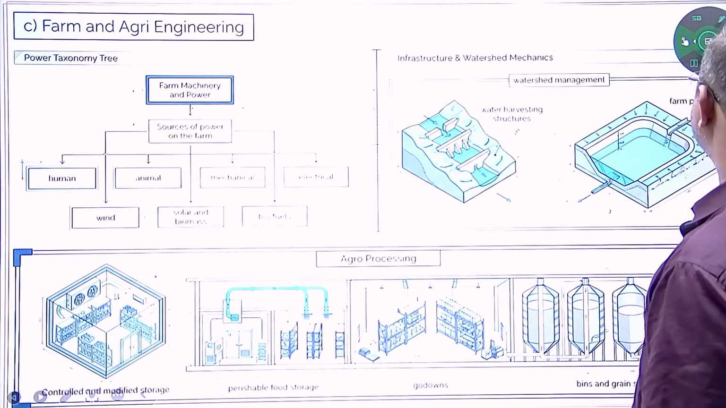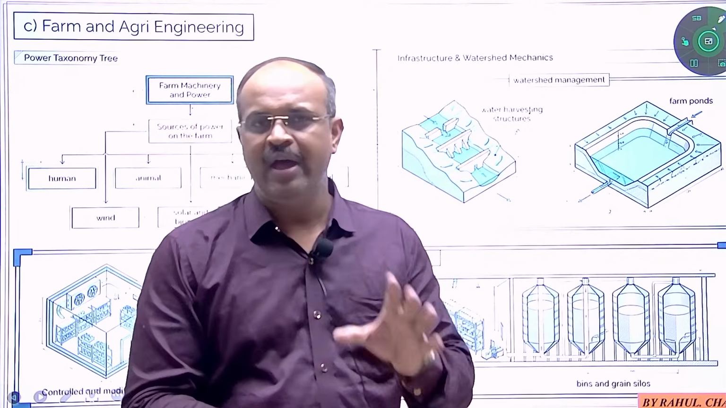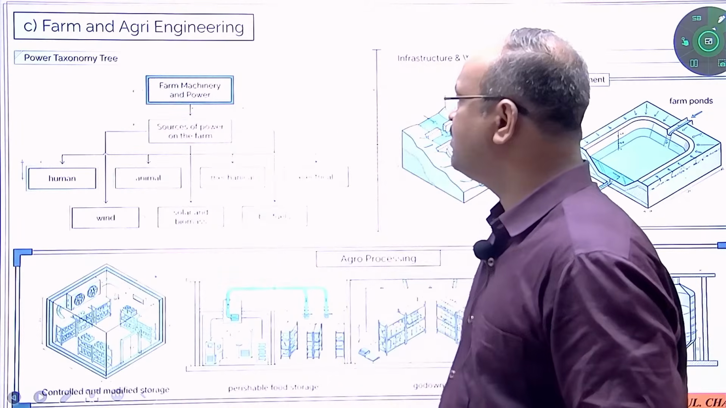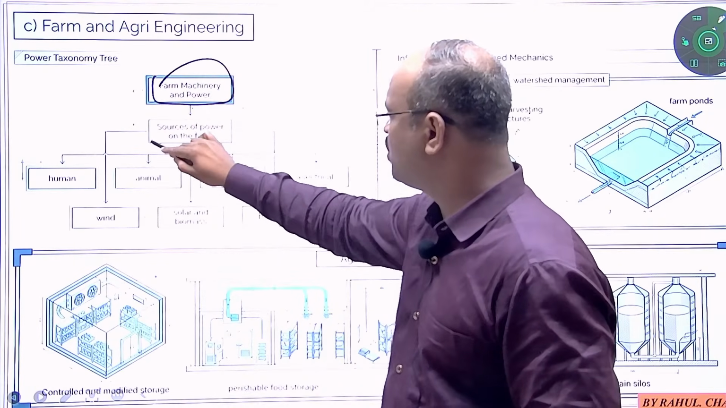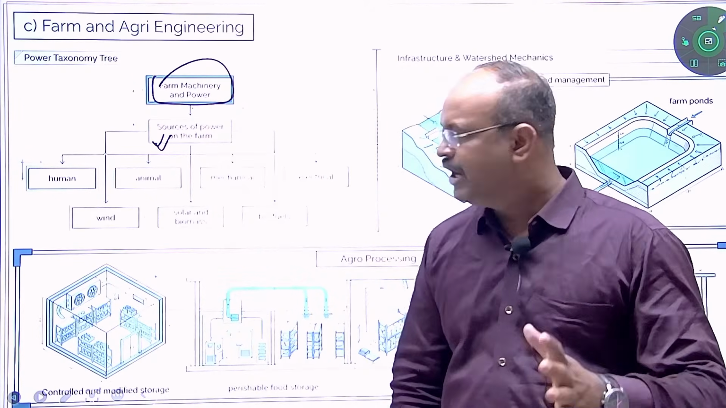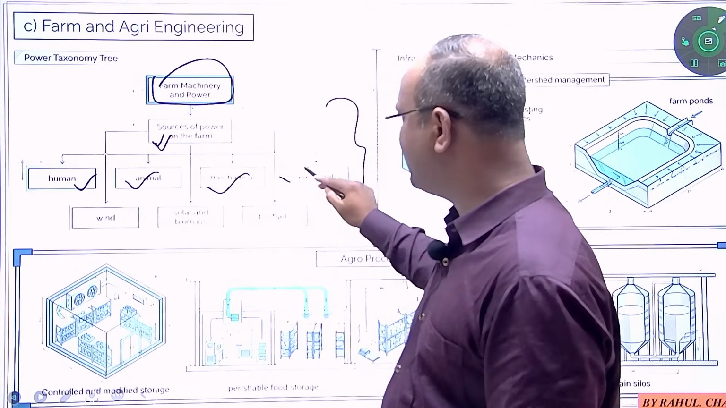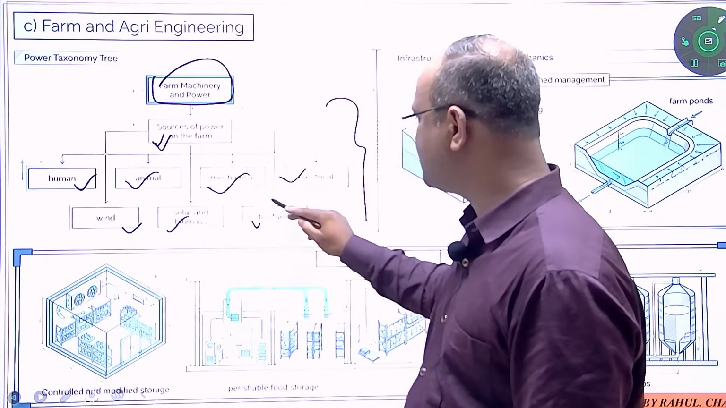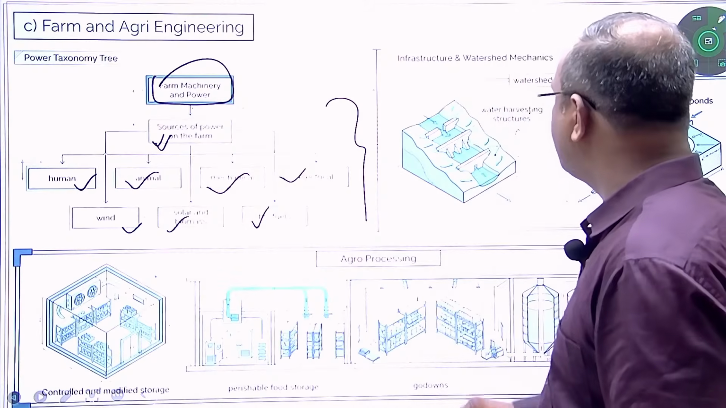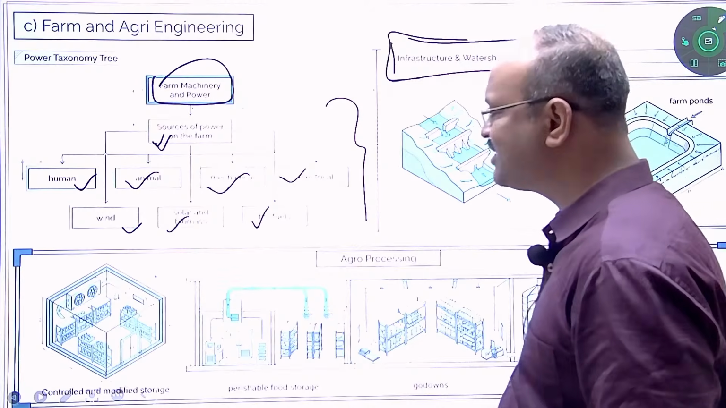Now farm and agriculture engineering. Out of this we need to focus on a few topics, not the entire topic is important. Now see farm power and machinery, the sources of power on the farm, not important at all. It will be human, animal, mechanical, electrical, wind, solar, biomass and biofuels, not that important a topic. But here infrastructure and watershed.